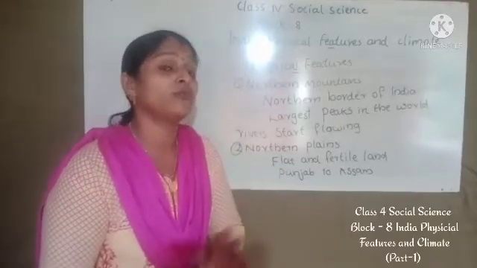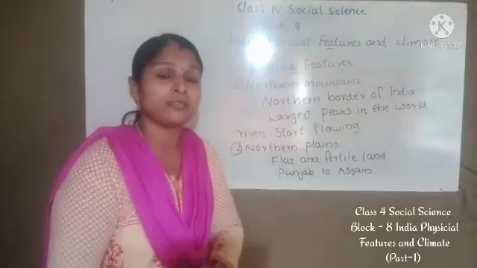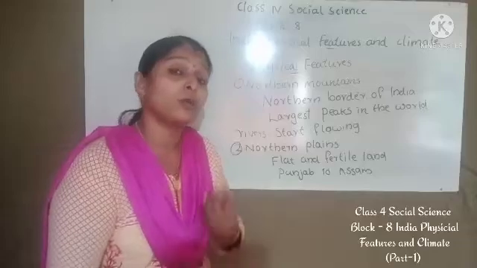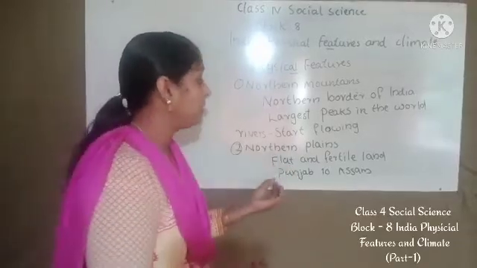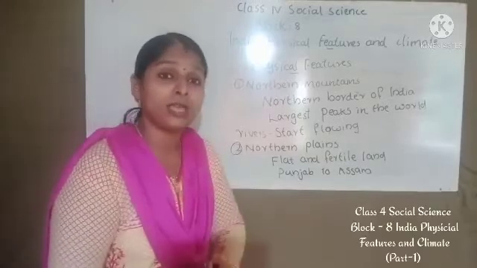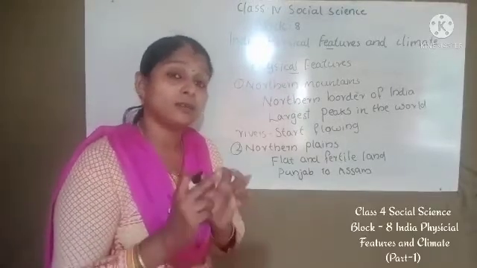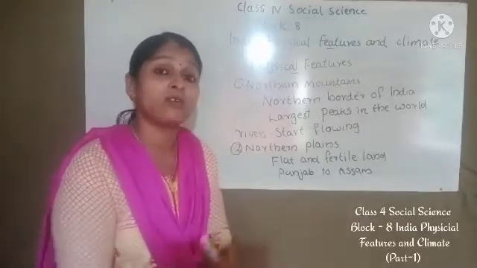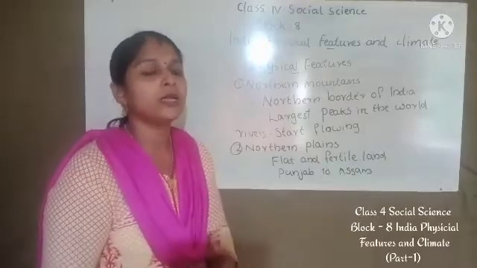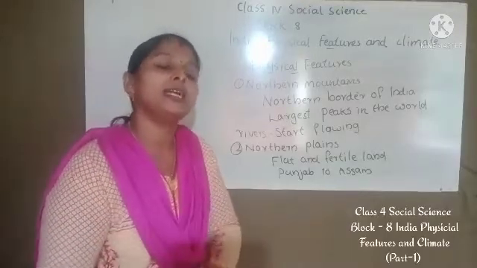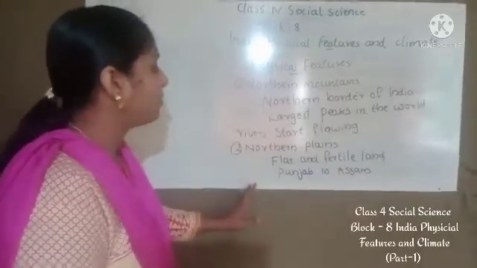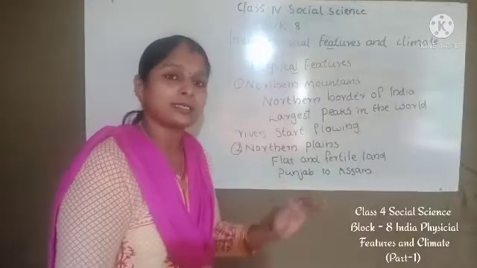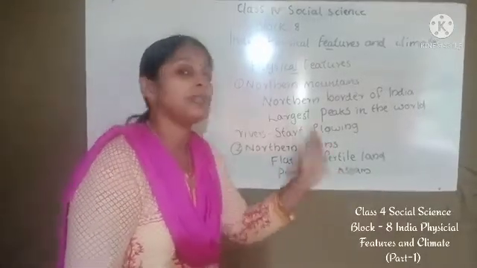So this part is very useful for the cultivation of crops. The plants or crops can grow very easily in this kind of soil. The soil is good here, rainfall is received properly, and water is available because many rivers are flowing. So this area is very good for the cultivation of crops. Northern plains are flat and fertile land, spreading over Punjab in the west to Assam in the east.